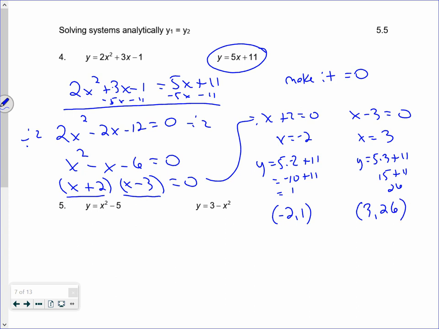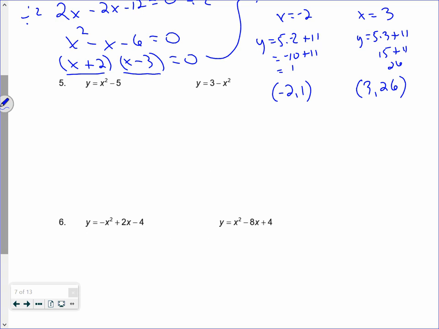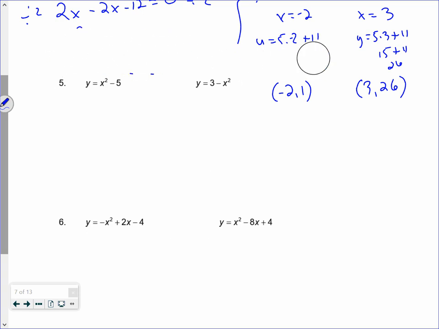And then if you want to use your calculator, you can put this in your graph Y1 and Y2 and look for the points of intersection. Actually, right? I'm going to have to erase this a little bit. I covered up my next one.